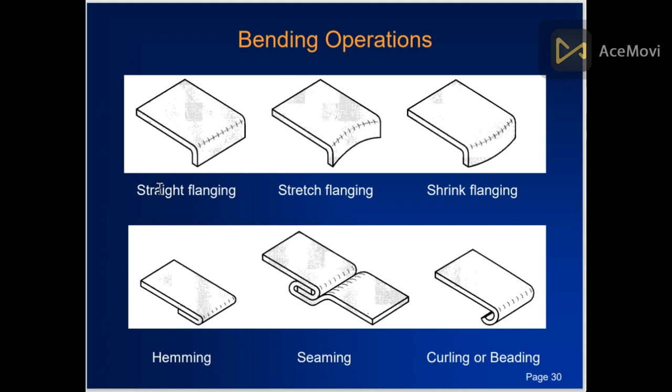In the bending operation, there are straight flanging, stretch flanging, shrink flanging, hemming, seaming, curling, and beading. These are all the types of bending operation you can see. This is straight bending, this is slightly curved, hem, completely curved.